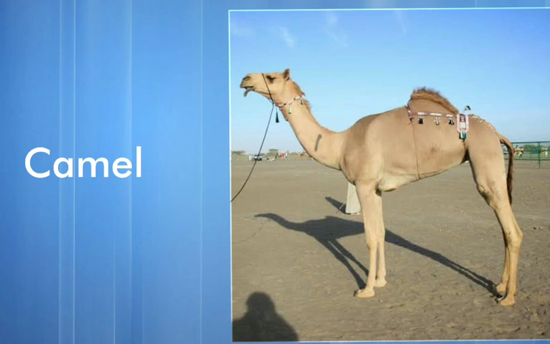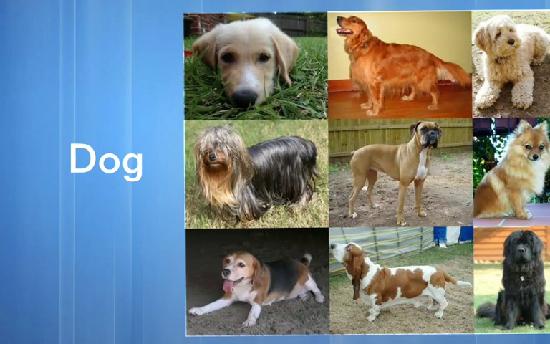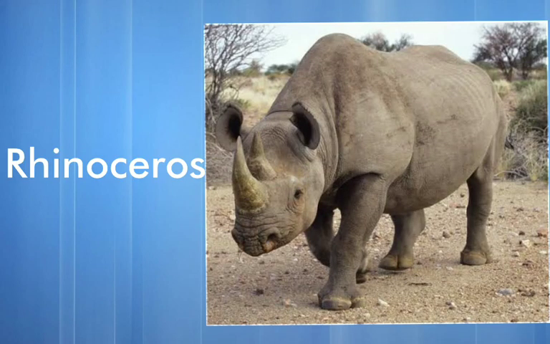Next one we have dog. It's a dog. What is it? Dog are of different types, so their names are available on the Google. Rhinoceros. It's a rhinoceros. What is it?